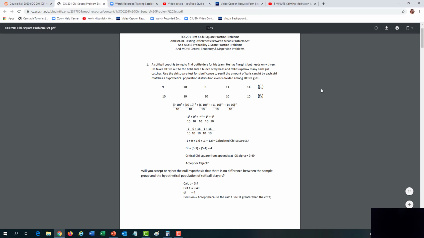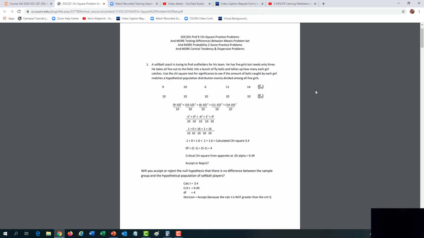A softball coach is trying to find outfielders for his team. He has 5 girls but needs only 3. He takes all 5 out to the field, hits a bunch of fly balls, and tallies up how many each girl catches. Use the chi-square test for significance to see if the amount of balls caught by each girl matches a hypothetical population distribution evenly divided among all 5 girls.